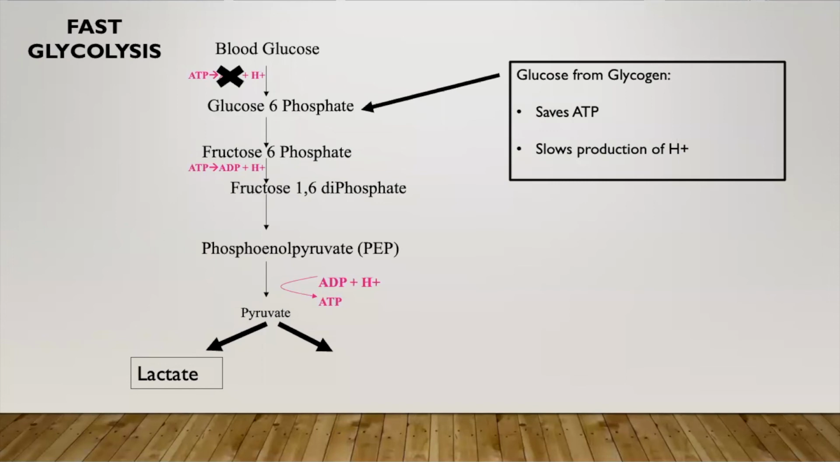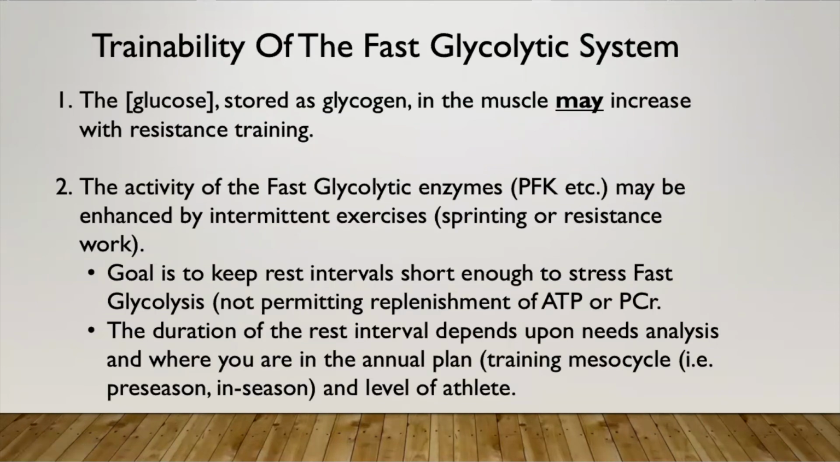Okay, and that's where you see the saving of ATP, and you see this hydrogen ion. It's not going to be broken off, and that's what this means by slowing the production of hydrogen ions. So training may increase muscle glycogen a little bit. Probably more importantly is diet, making sure that you have adequate carbohydrates that you're consuming.